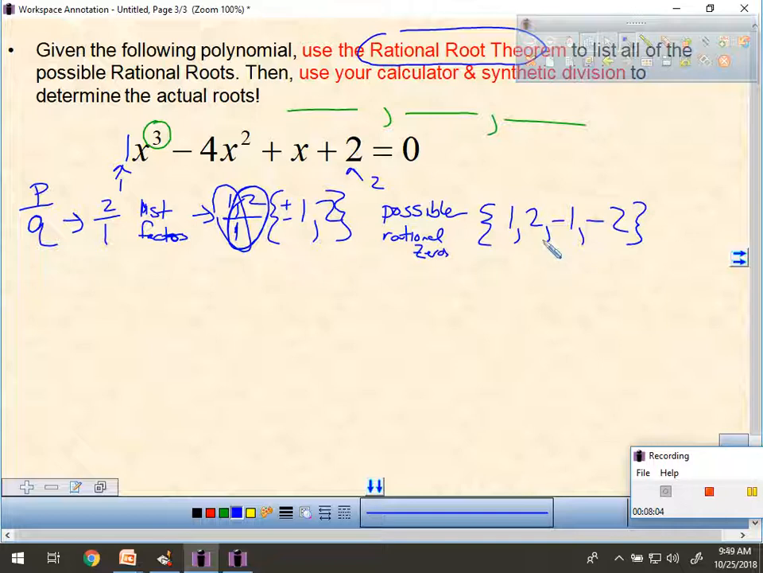So I'm going to let Brendan pick one. 1, 2, -1, or -2. Which number do you want me to try? 2. Why not?